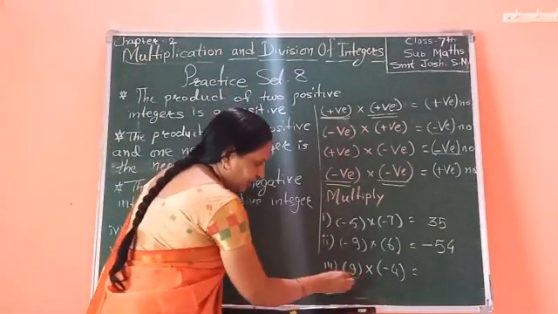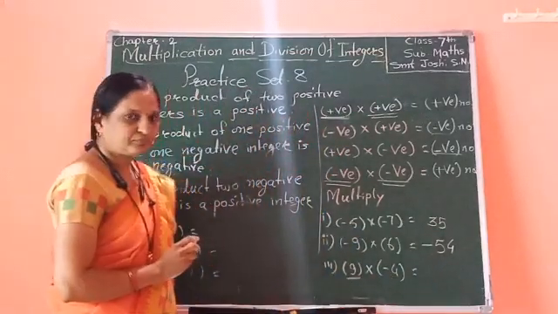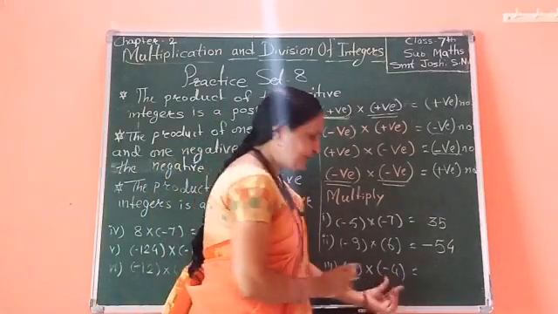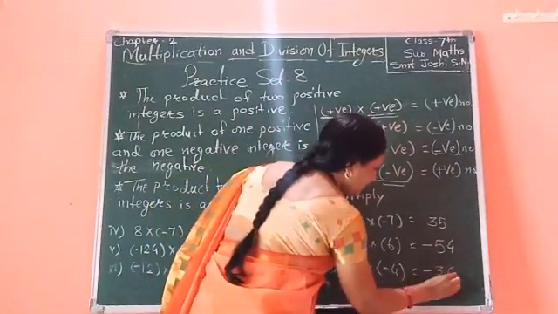Here 9 into -4. We know one is positive, one is negative. Answer is negative. 9 4s are 36.